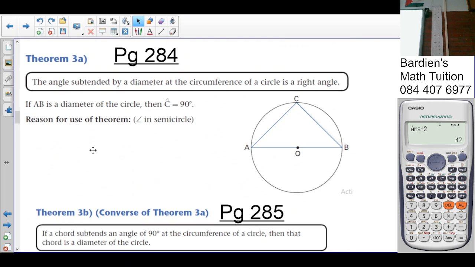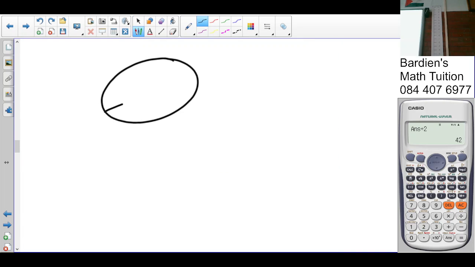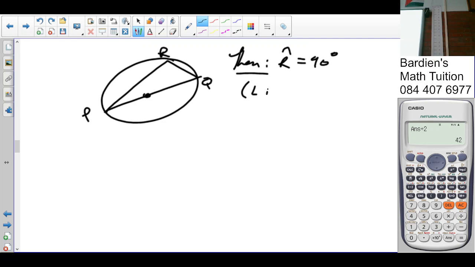So we are told in 3a, the angle subtended by the diameter at the circumference of a circle is a right angle. The diameter is that there. If AB is a diameter, then angle C is 90 degrees. The reason for this theorem: angle in semicircle. Which means to say, you got this here, diameter PQ. If that is the case, then angle R is 90 degrees. Reason? Angle in semicircle. That's going to be the reason. Okay? You all okay with that?